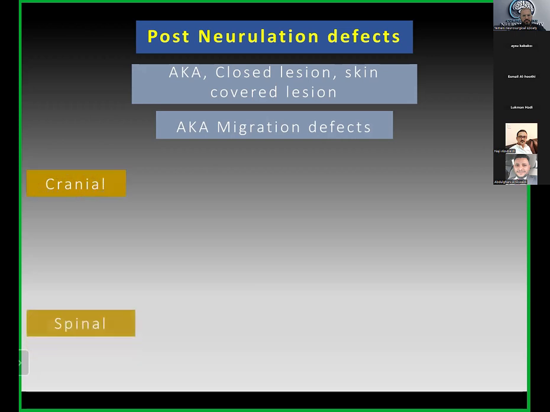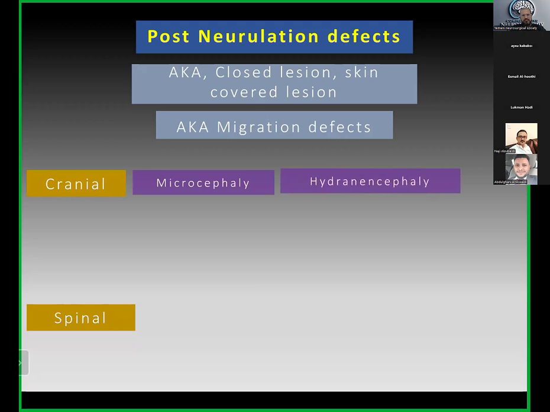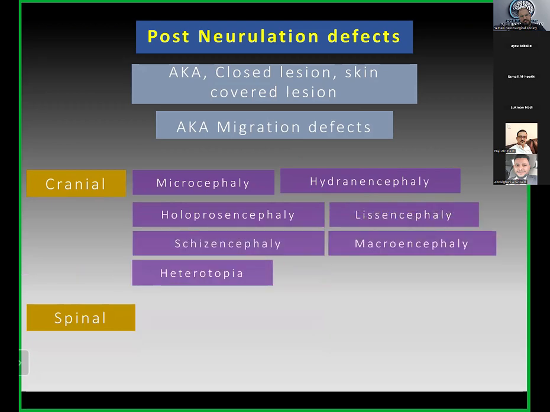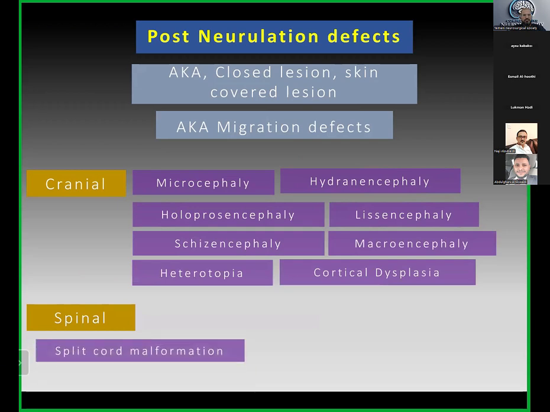These migration defects can be divided into cranial and spinal. The cranial ones are in the form of microcephaly, hydranencephaly, holoprosencephaly, lissencephaly, schizencephaly, and macroencephaly. Heterotopia and cortical dysplasia are also types of post-neurulation defects. The spinal post-neurulation defects are in the form of split cord malformation, hydromyelia, and syringomyelia.